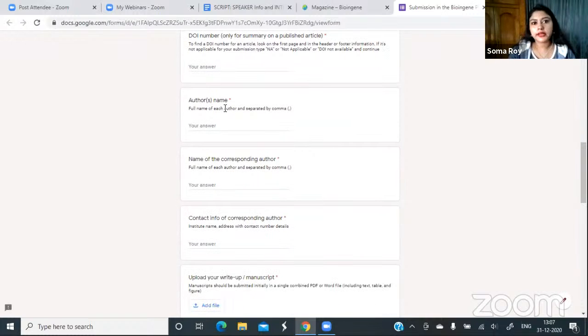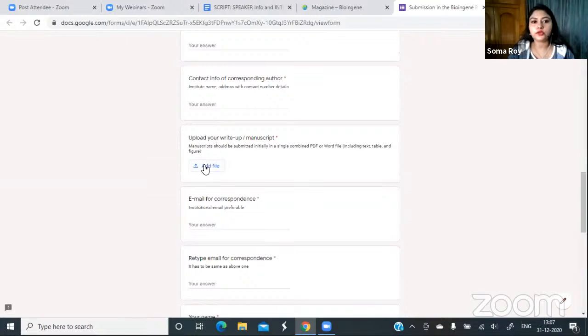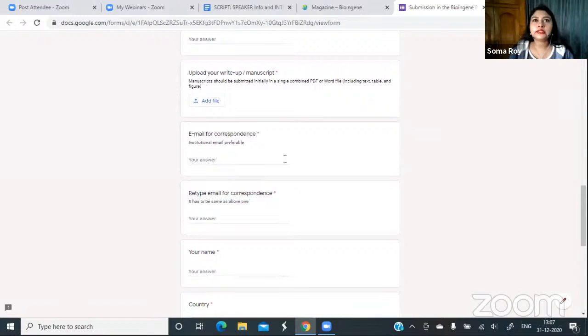Okay, so then next comes the author's name of the corresponding author, contact info of the corresponding author, and upload your write-up or manuscript. You can add a file here, you can add the PDF or Word file, and you can include text, tables, and figures. Also, if you need guidance regarding how your figures should be, you can watch the video which Shubho had presented, how to prepare your figures for your manuscript. You can get some help there if you require it.